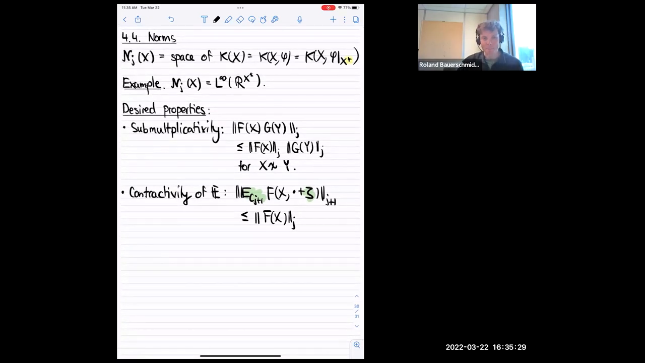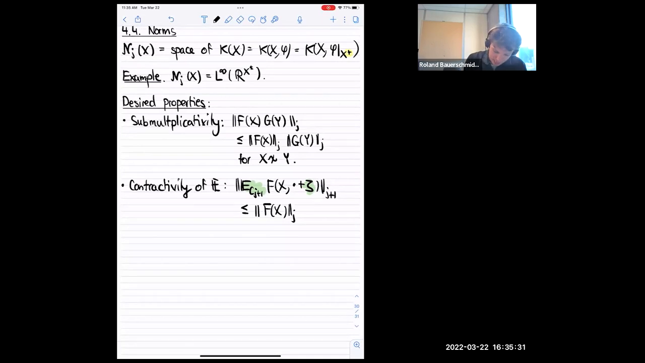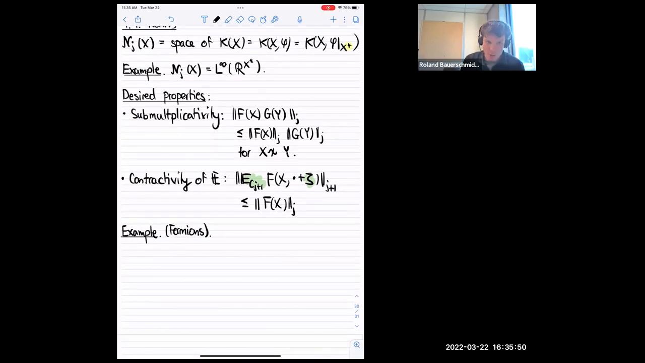But in fact, let me go back to the example we discussed last time, which is that of fermions, because they also fit in this framework. And it's easier to understand what a good norm is there. And it's also instructive for the general case. So if we go back to the case of fermions, what is our space N_j of x? Well, it's all the polynomials in the psi x bar, so the span of the psi x bar, when you take x in the set x, or maybe a neighborhood star.